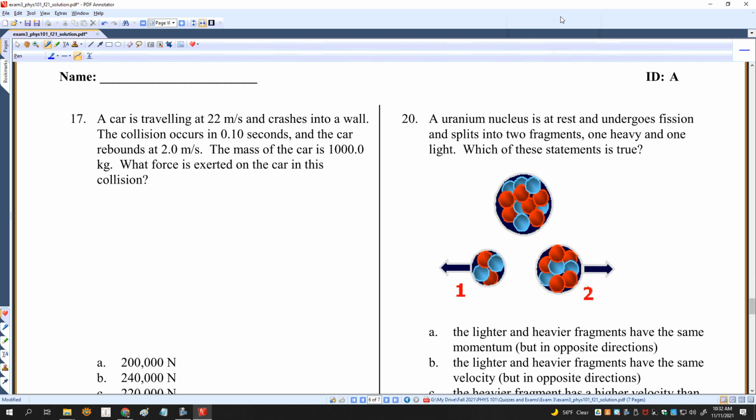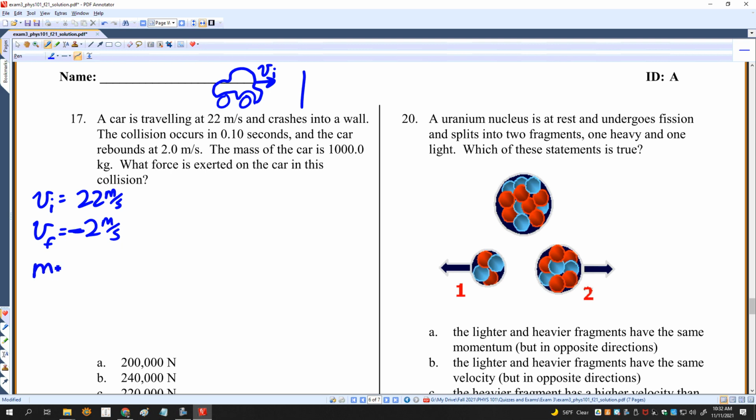All right, it's going to be a similar problem. A car is traveling with initial velocity equal to 22 meters per second. Let's say actually, we'll take it like this. So this is our car. Just have to be careful with your signs here. It's traveling in this direction. So that's my initial velocity, so it's positive. It rebounds now at a speed equal to 2 meters per second. Because that's to the left now, it's going to be negative. And the mass of the car equals 1,000 kilograms.